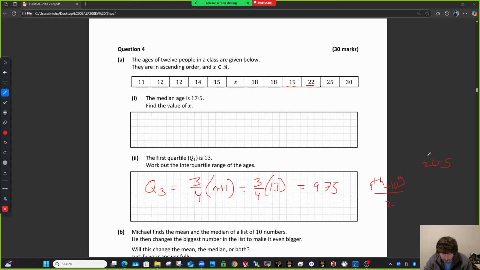And I checked that in a calculator as well. You can put all the numbers in, because you know that number is 17, into a calculator, and it can tell you what Q3 is. And yeah, it works out as 20.5. So then the interquartile range, I call it IQR, is Q3 minus Q1. So that's 20.5 take away 13, which works out as 7.5. Cool.